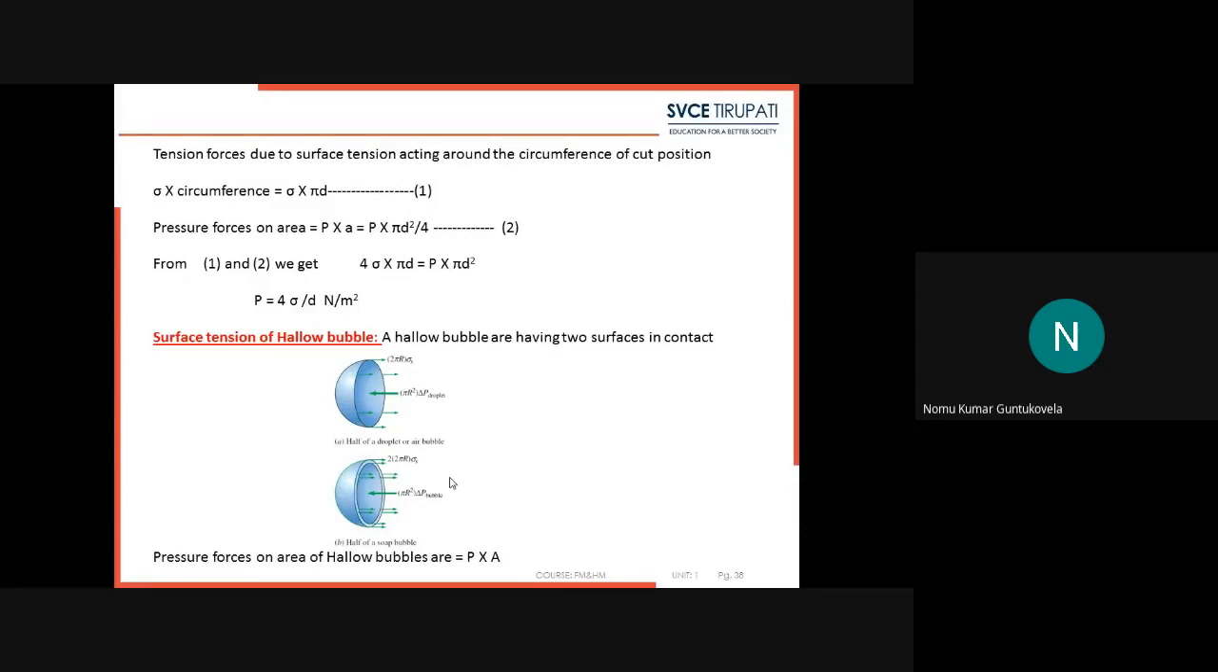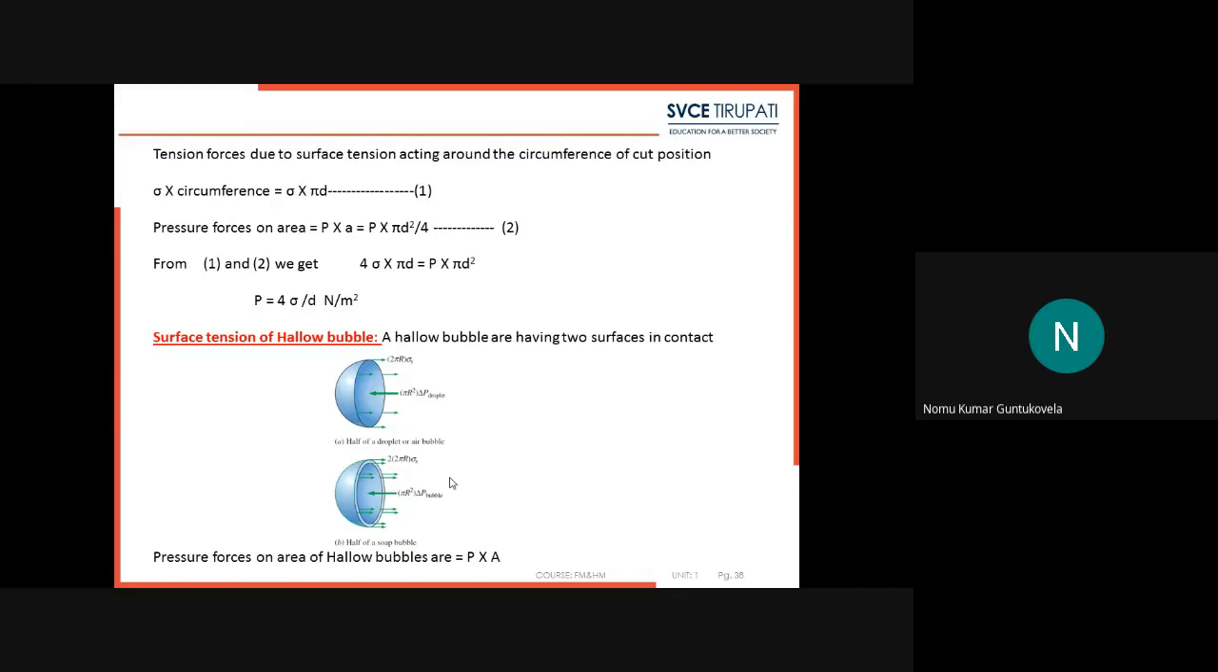The surface tension force acts on the circumference, that is sigma into circumference. The circumference formula is 2 pi r or pi d. Now the pressure force: force equals pressure into area, that is P into A, where A equals pi d square by 4.